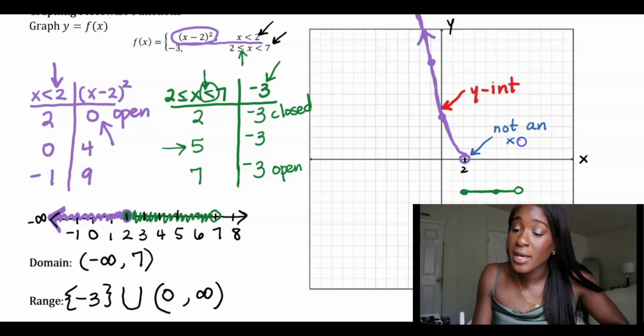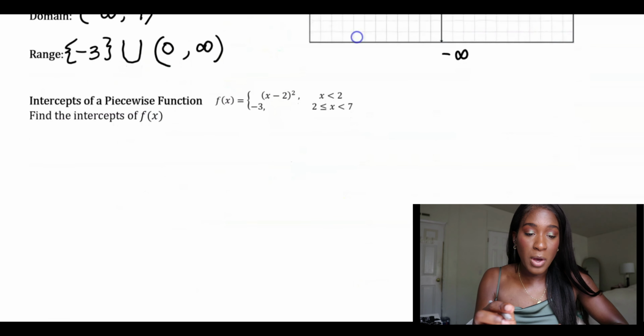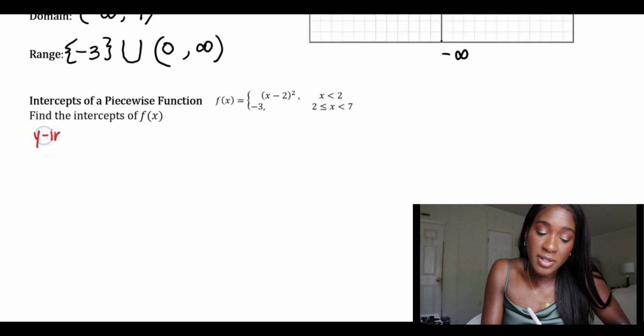It is not, because it is open. So it is not an x-intercept. Let's go and find those algebraically. I'm going to start with the y-intercept because that's the easiest to find. You find the y-intercept of any function by setting x equal to 0. Plug in 0 for x.